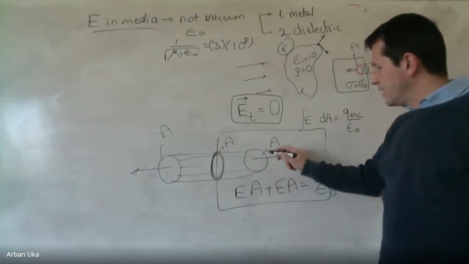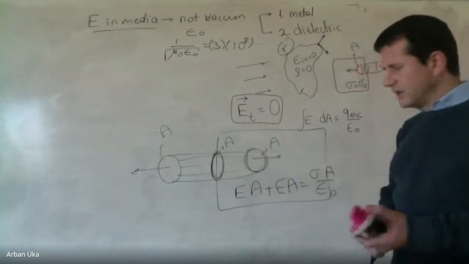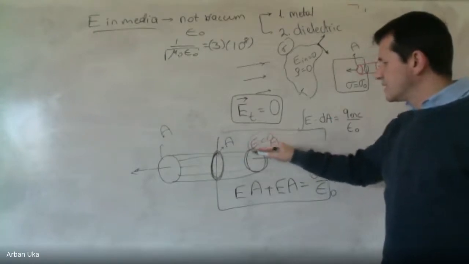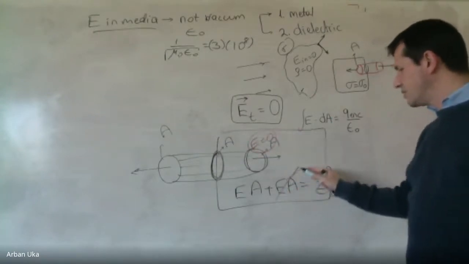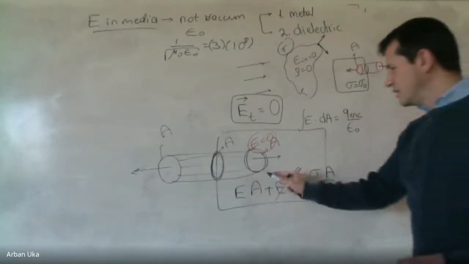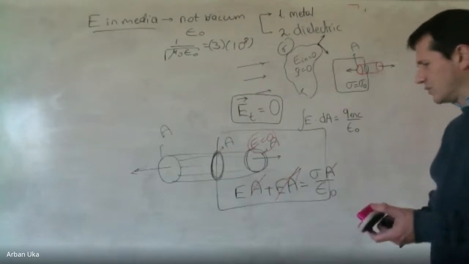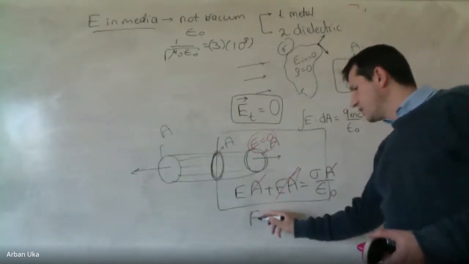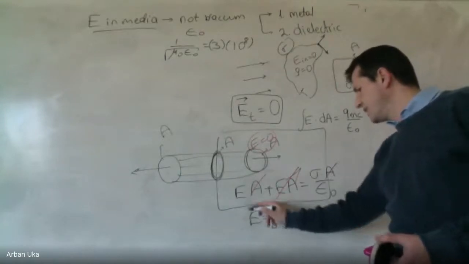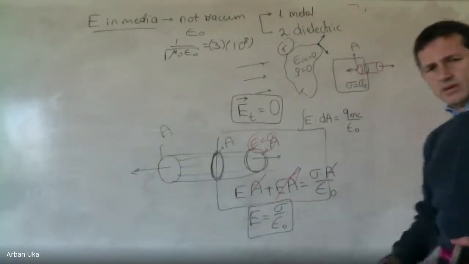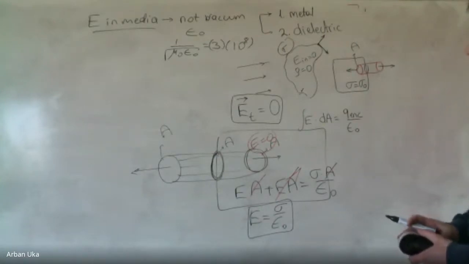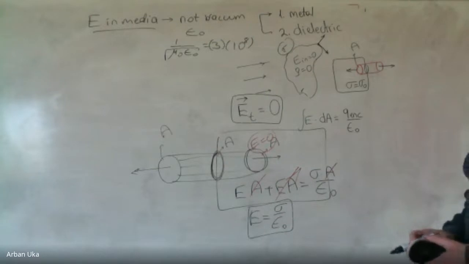Also, the electric field on this surface here is zero, because we said that inside the metal, the electric field is zero. So this is gone. Then the equation is only this. Then this area cancels out. And it looks like the electric field on the surface of the metal is equal to sigma over epsilon zero. Okay? So we derive pretty much everything that is needed for the electric field in a metal.